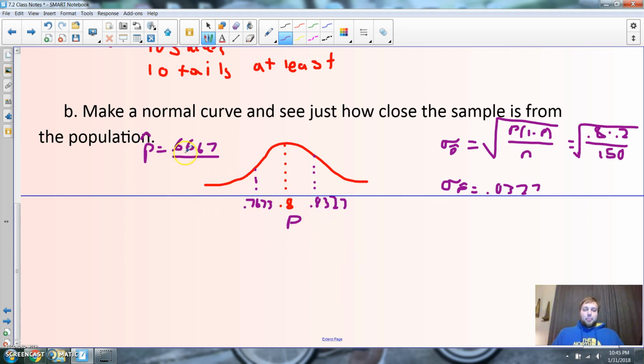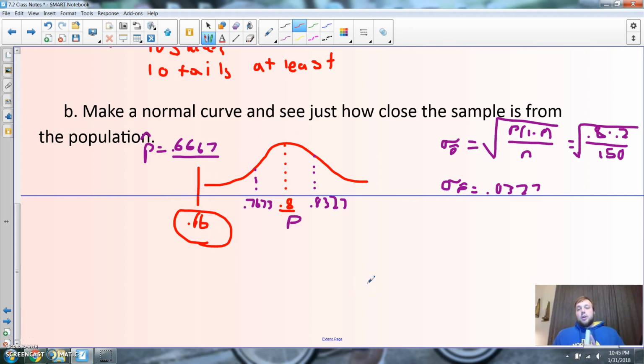Now remember, I got 0.66. How far down is that? Whoa, that's like way down there, right? That's not very likely, guys. If I got a result down here, that would be really hard to get if this was true. I don't know if you guys are understanding this or not, but basically, if 0.8 is true, my result was way down there.